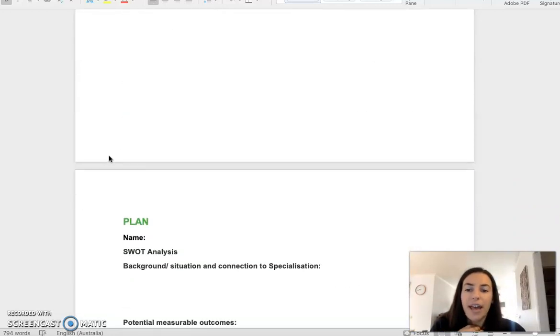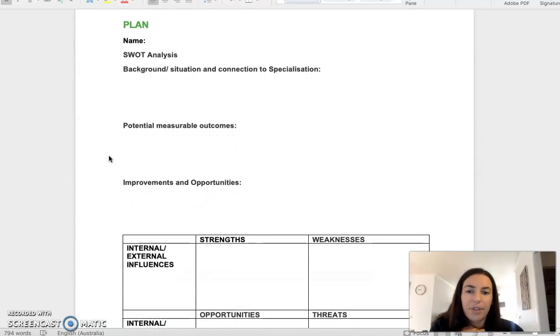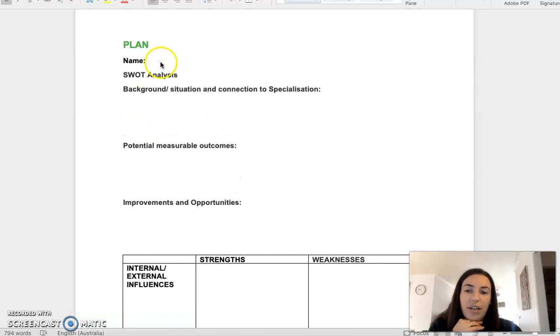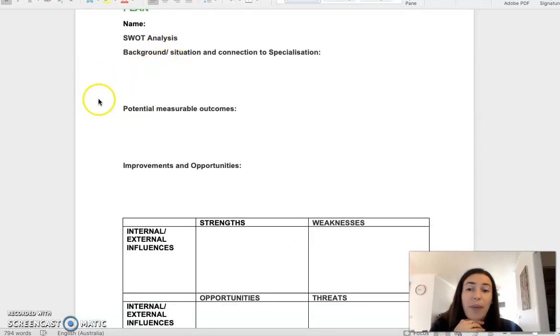If we scroll down, it will give us our plan here. So this is what you need to be able to write in for your template and what you will eventually upload and be assessed on. So putting in the information here, your name, you're doing a SWOT analysis, so background to situation and connection to specialization. So tell me a little bit about what is going on in that classroom, what is going on in that school, what is it that you are trying to achieve with your innovation? So how does it connect through to health?